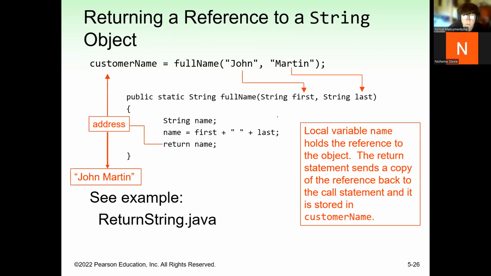And returning a reference to a string, same idea as here. As you can see, we're passing John and Martin to our public static String method, which means we're going to return a string back to our main program. We're adding those two values together, which is going to result in John Martin being returned back to your customer name.